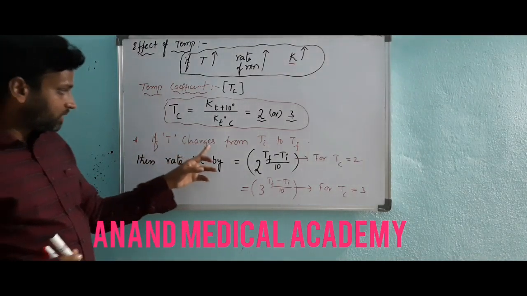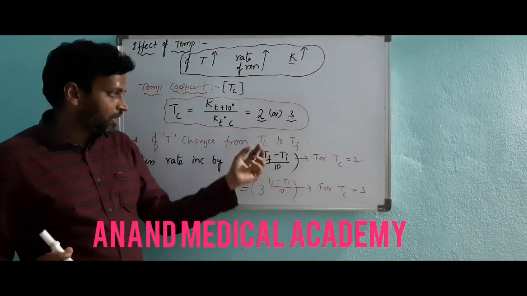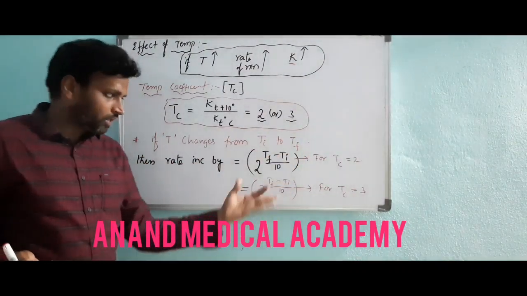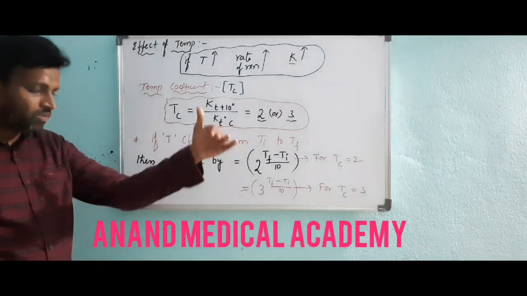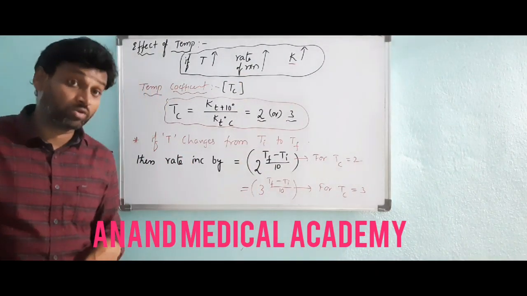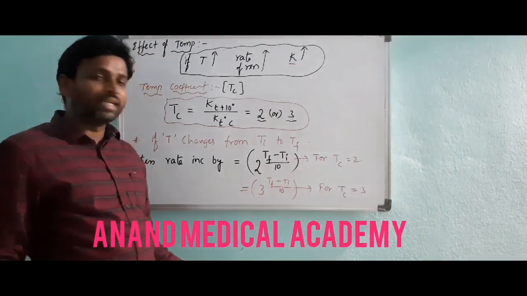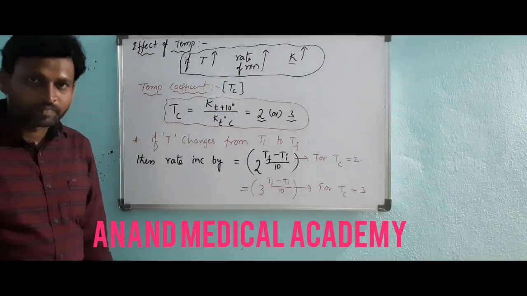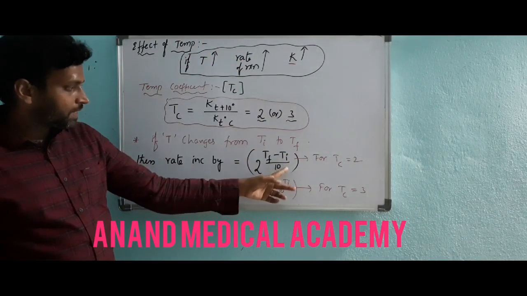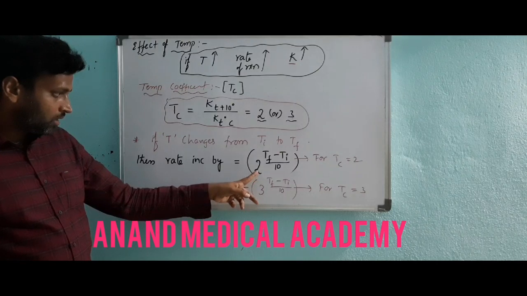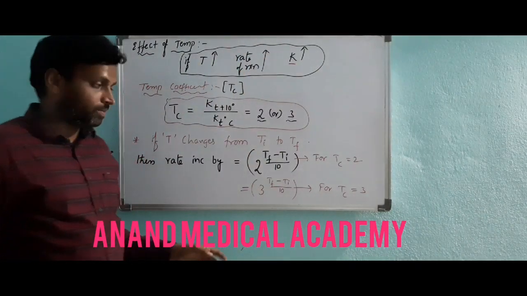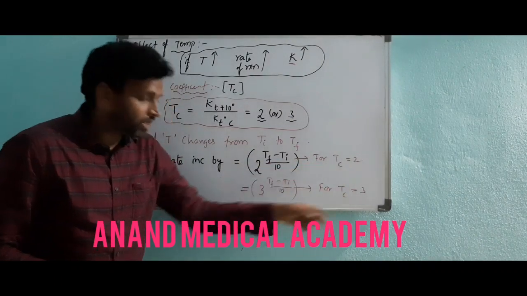If the temperature changes from T initial to T final, from low temperature to high temperature, or high temperature to low temperature, then you have to take the reverse. Then the rate decreases those many times. If the temperature decreases, those many times the rate will decrease, because it is directly proportional. Getting what I am saying? Based on the temperature coefficient, how many times the rate will change.